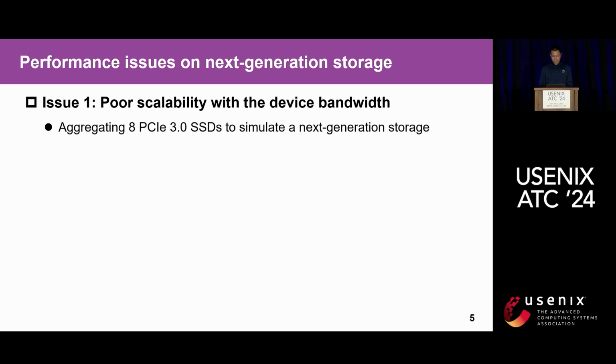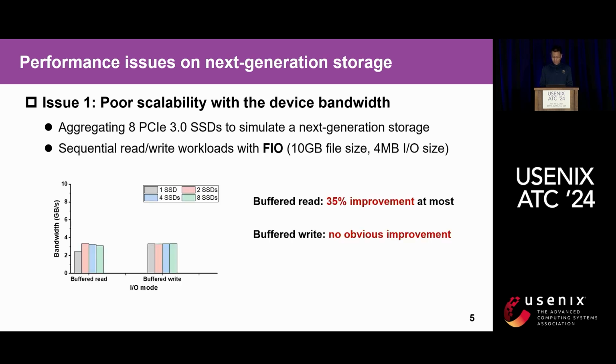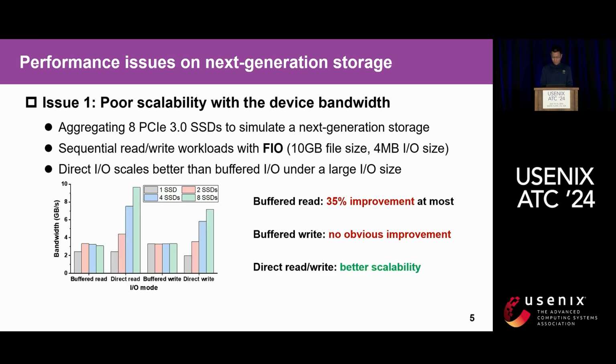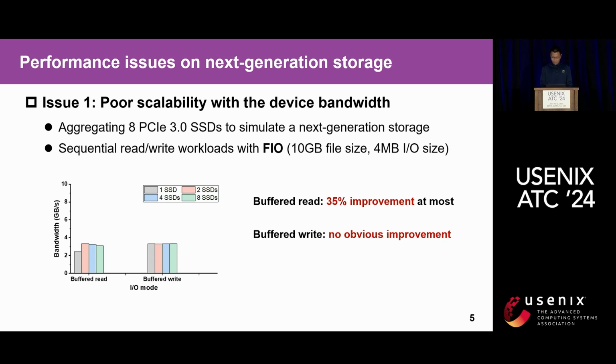We perform a motivation test by aggregating up to 8 PCIe 3 SSDs to simulate storage devices with increasing bandwidth and formatting them with XFS. Then we generate sequential read and write workloads of a relatively large I/O size, 4 MB, using the FIO. As shown in the figure, as the device becomes faster, the buffered read performance improves no more than 35%, and the buffered write performance has no obvious improvement.